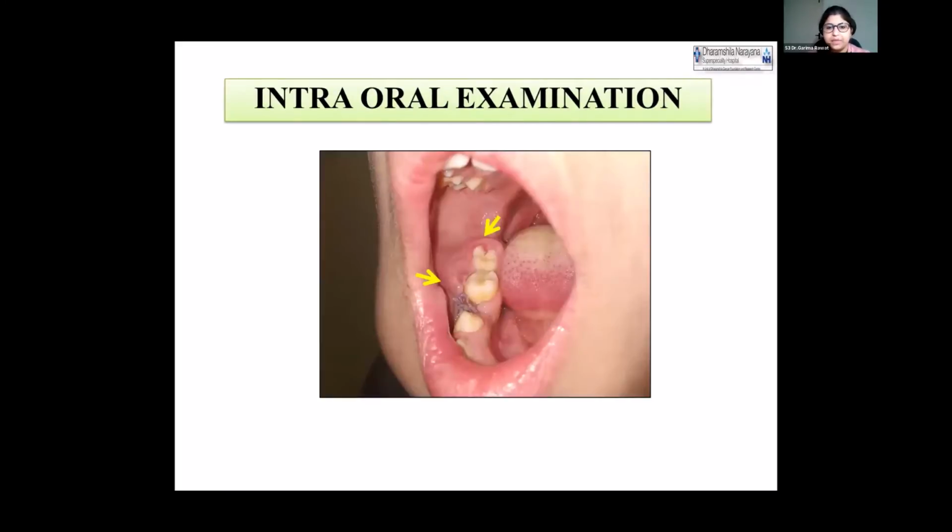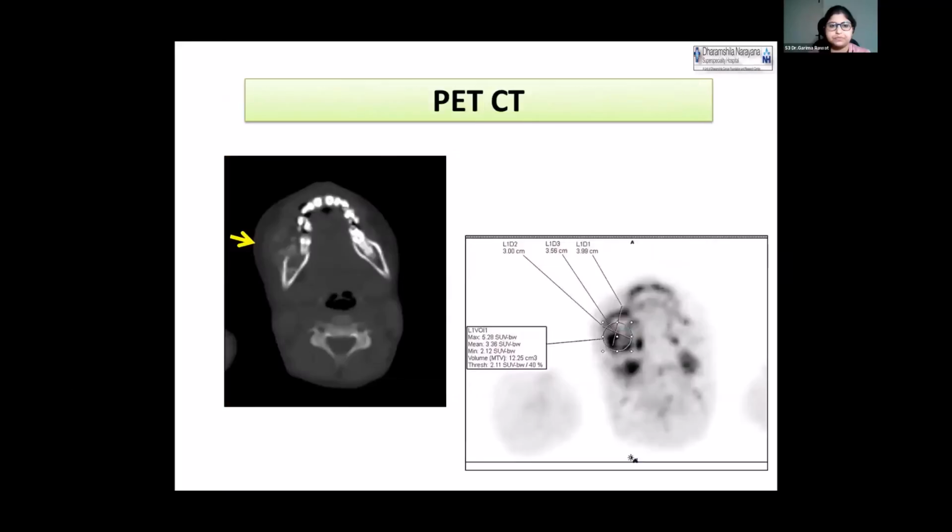On intraoral examination, an expansile lesion was present in the right mandibular body around the molar teeth, which was causing more buccal expansion compared to the lingual expansion. Also, sutures were present as the patient had already undergone a biopsy in Uzbekistan.